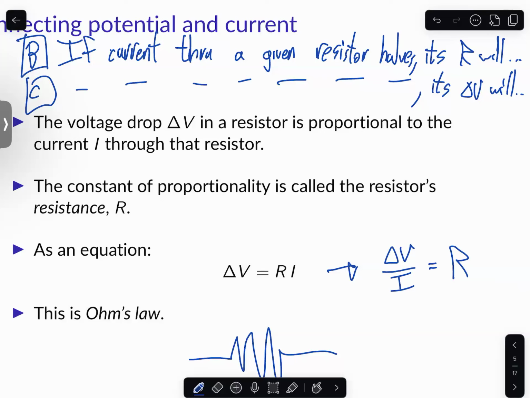Voltage drop is half as great if the flow is half as great. You can't change the resistance of a resistor. You can heat it, but the voltage across a resistor, the current through a resistor, doesn't change the resistance. The current through a resistor is proportional to the voltage across the resistor. Half as much current comes from half as much voltage.